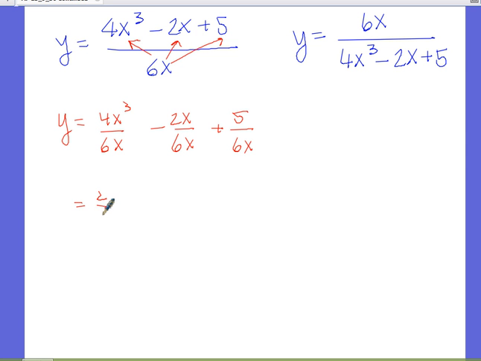They simplify to 2/3 x squared. Oopsie, sorry guys. X squared, that says 2/3, I know it doesn't look like it, minus 1/3 plus 5/6 x to the negative 1. So now I turn that into a power rule. Problem is, this guy doesn't simplify at all. Okay? That's it. There you go.